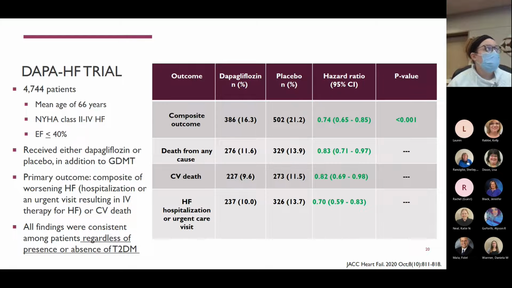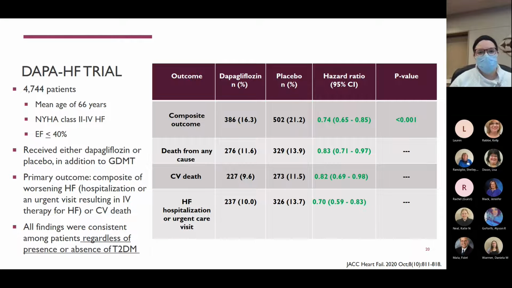The first of many studies that we'll review that have shown a benefit with SGLT2s in heart failure is the DAPA-HF trial. This looked at roughly 4,700 patients with a mean age of 66 years. These patients had NYHA class 2 through 4 heart failure with ejection fractions less than 40%, and they were randomized to receive either dapagliflozin or placebo.